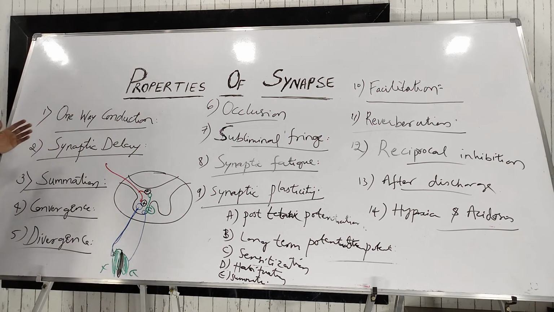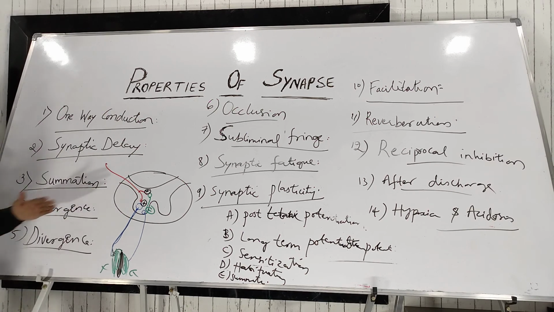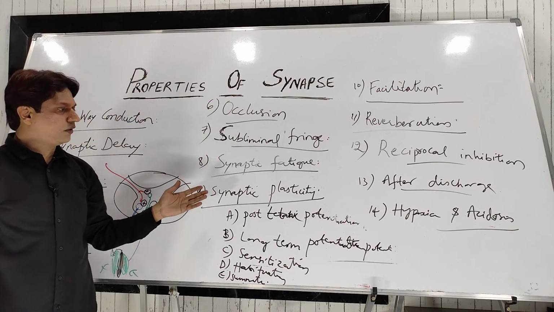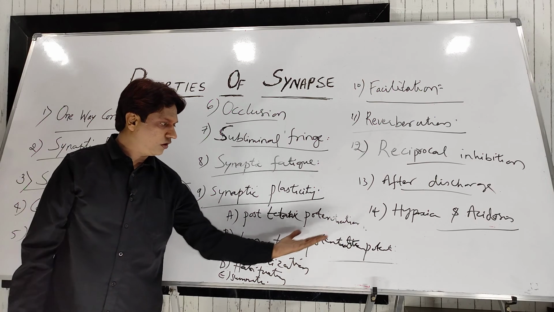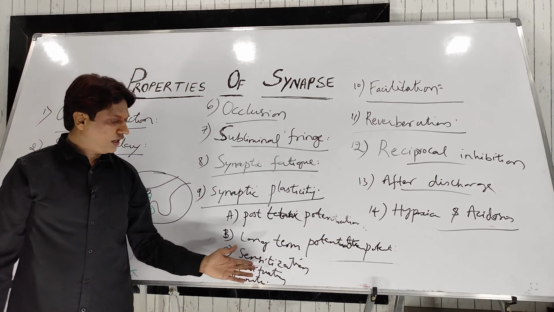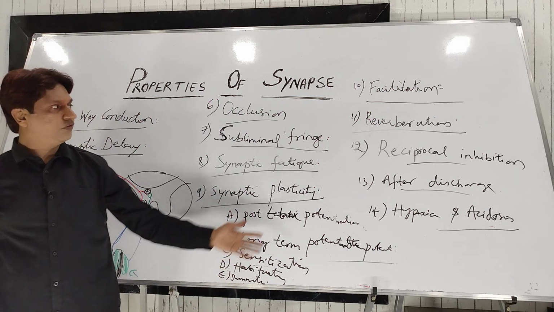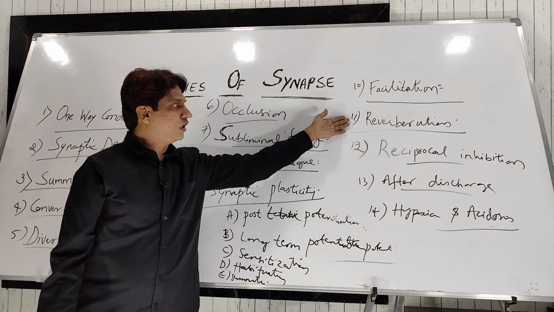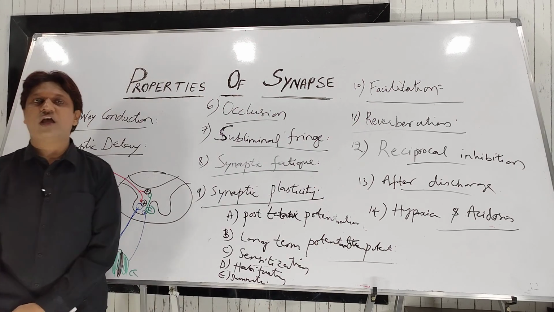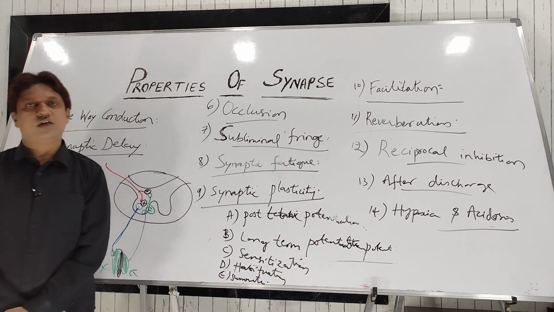Just to summarize, let me enumerate: one-way conduction, synaptic delay, summation, either temporal or spatial summation, convergence, divergence, occlusion, subliminal fringe, synaptic fatigue, synaptic plasticity, that is post-tetanic potentiation or long-term potentiation, then sensitization, habituation, then facilitation, reverberation, reciprocal inhibition, after discharge, and effect of hypoxia and acidosis. Okay, thank you very much.